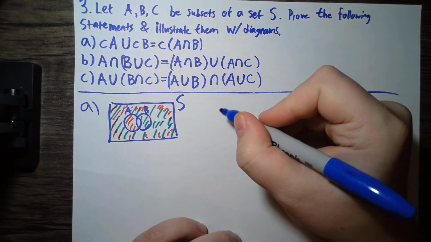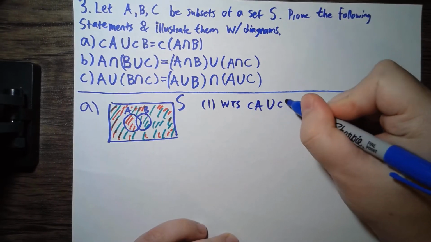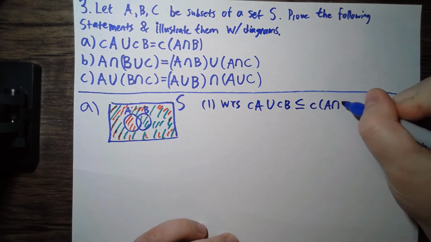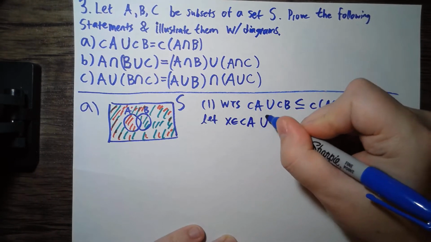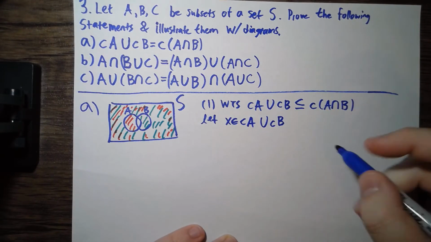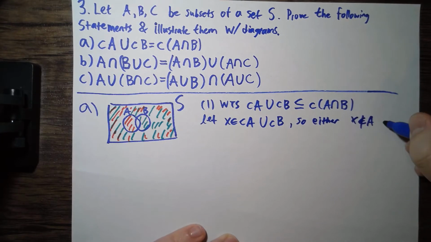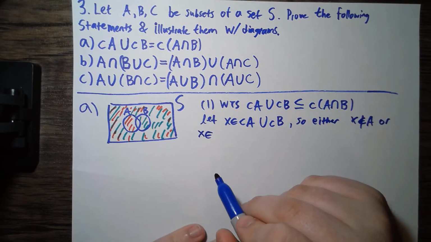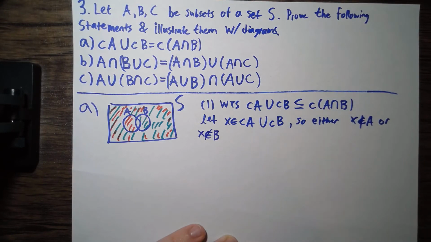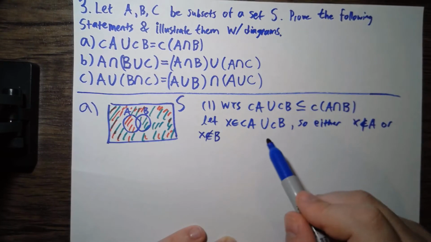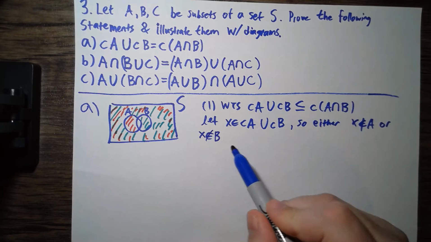So to show this, we want to first show, step 1 would be to show that the complement of A union the complement of B is a subset of the complement of A intersect B. And so how we do this is we can say let X be in the complement of A union the complement of B. So this tells us either X is not in A or X is not in B.